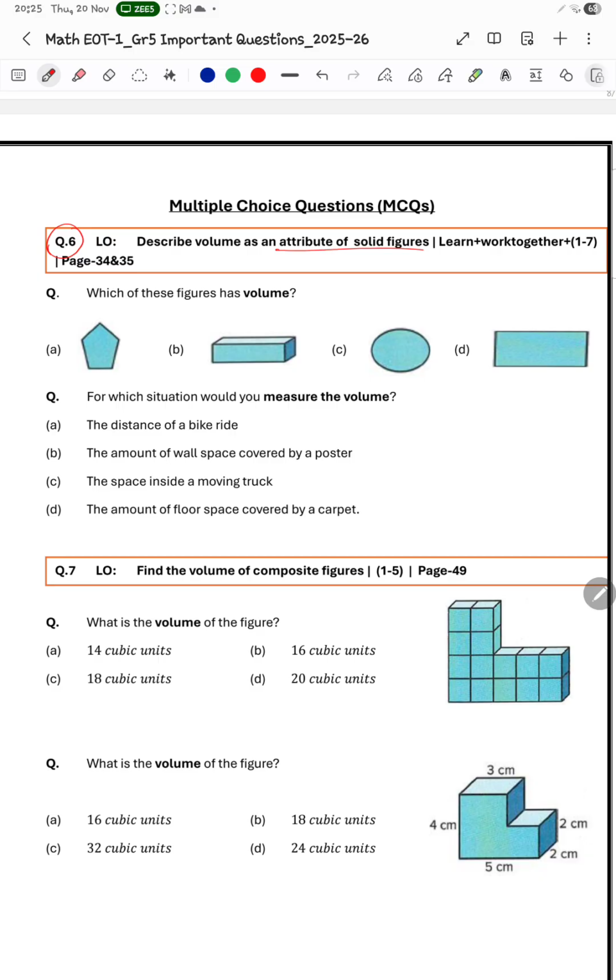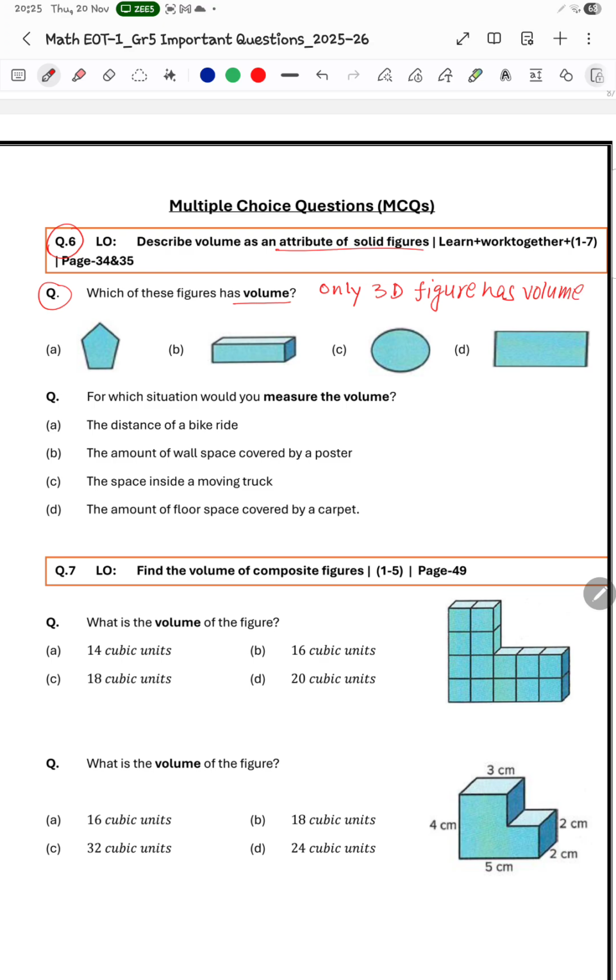That's it. So question number 1. Which of these figure has volume? Remember, only 3D figure has volume.